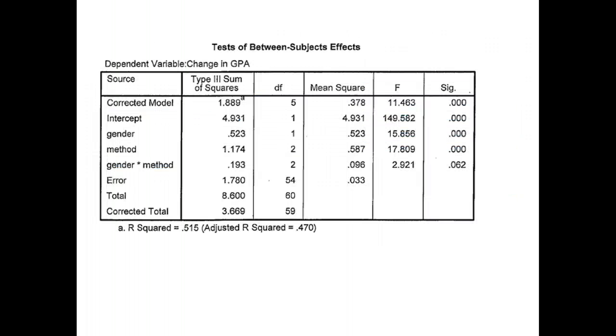Okay, so here is output from one of the two-way ANOVAs that we looked at. The first thing I'm going to do is look at the p-values for those 3 effects: gender, method, and the interaction. When I look at these numbers, I can tell that there is a main effect for gender because p is less than 0.05. There is a main effect for method because p is less than 0.05. There is no interaction because 0.062 is not less than 0.05.